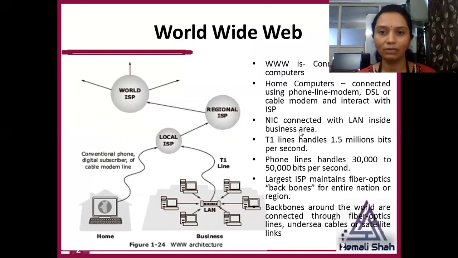What is the World Wide Web? How does it basically work? The World Wide Web is basically a network of computers available in the whole world. That means a number of computers are connected and available all over the world, and this basic architecture of connected computers is called the WWW, World Wide Web.